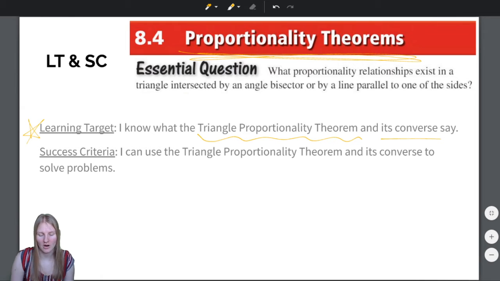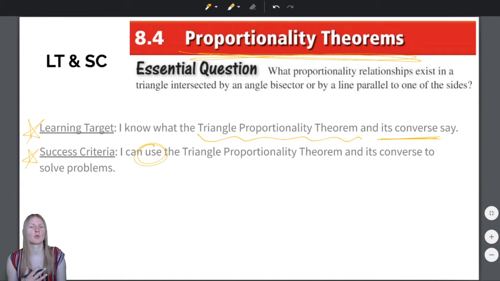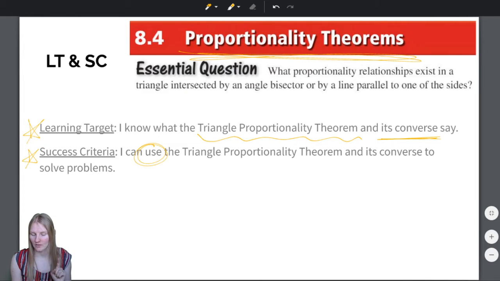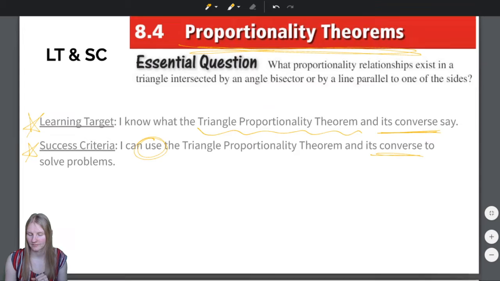But our learning target is that you know what the triangle proportionality theorem is, what it says, and what its converse says. The success criteria is that you can use the triangle proportionality theorem, that you understand what it says enough to be able to apply it to a problem, and its converse. So you can use the triangle proportionality theorem and its converse to solve problems.